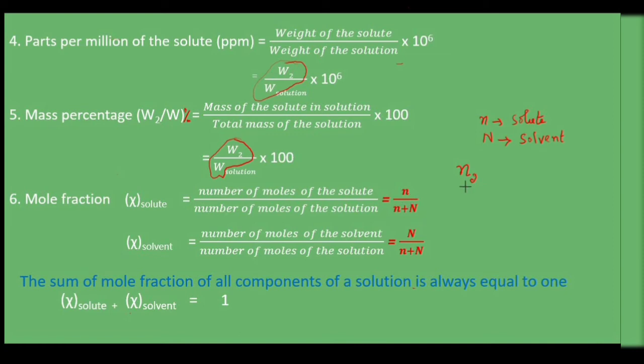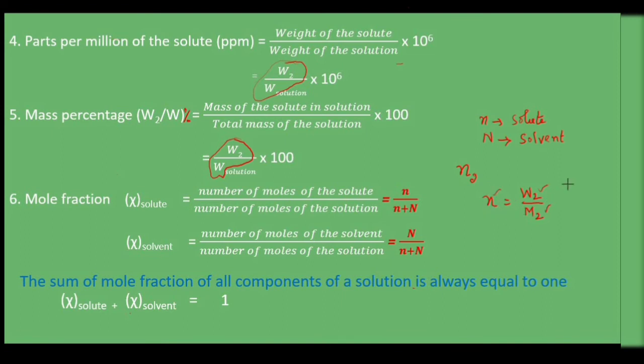So how to calculate the number of moles of the solute? This is how the number of moles of the solute can be calculated: the weight of the solute divided by the molecular mass of the solute. If you know the weight of the solute and the molecular mass of the solute, it is possible to calculate the number of moles of the solute.